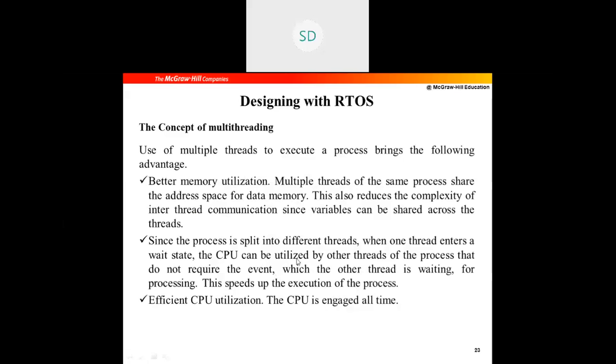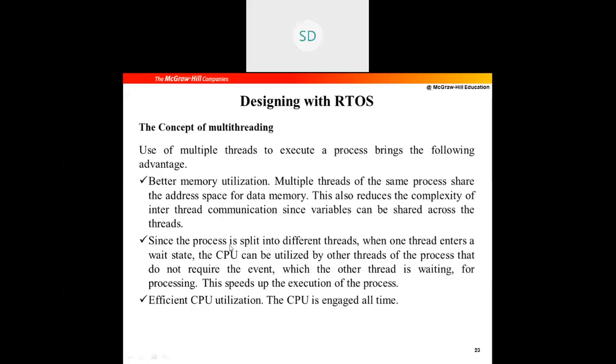So the use of multiple threads to execute the process brings the following advantages, that is better memory utilization. Multiple threads of the same process share the address space or the data memory. This also reduces the complexity of inter-thread communication, since variables can be shared across the threads.